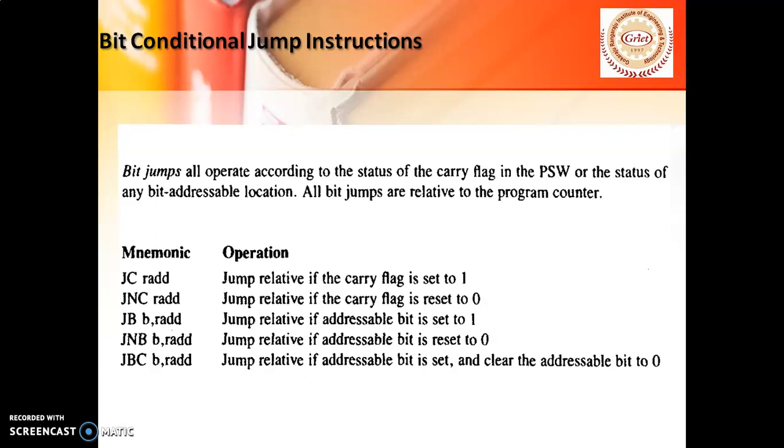Suppose if it is a 1 byte instruction, it requires 1 byte of memory space. Suppose if it is a 3 byte instruction, it requires 3 bytes of memory space. Now, if you take this example, we have a jump with carry relative address.